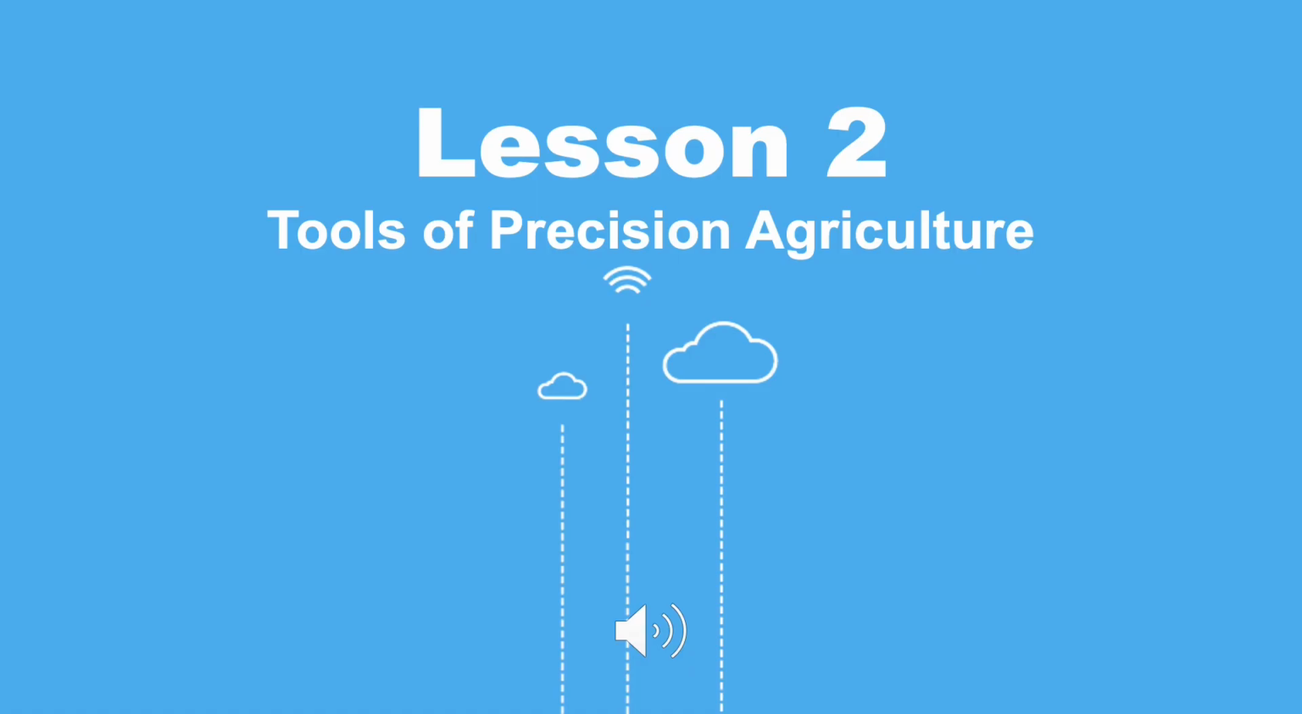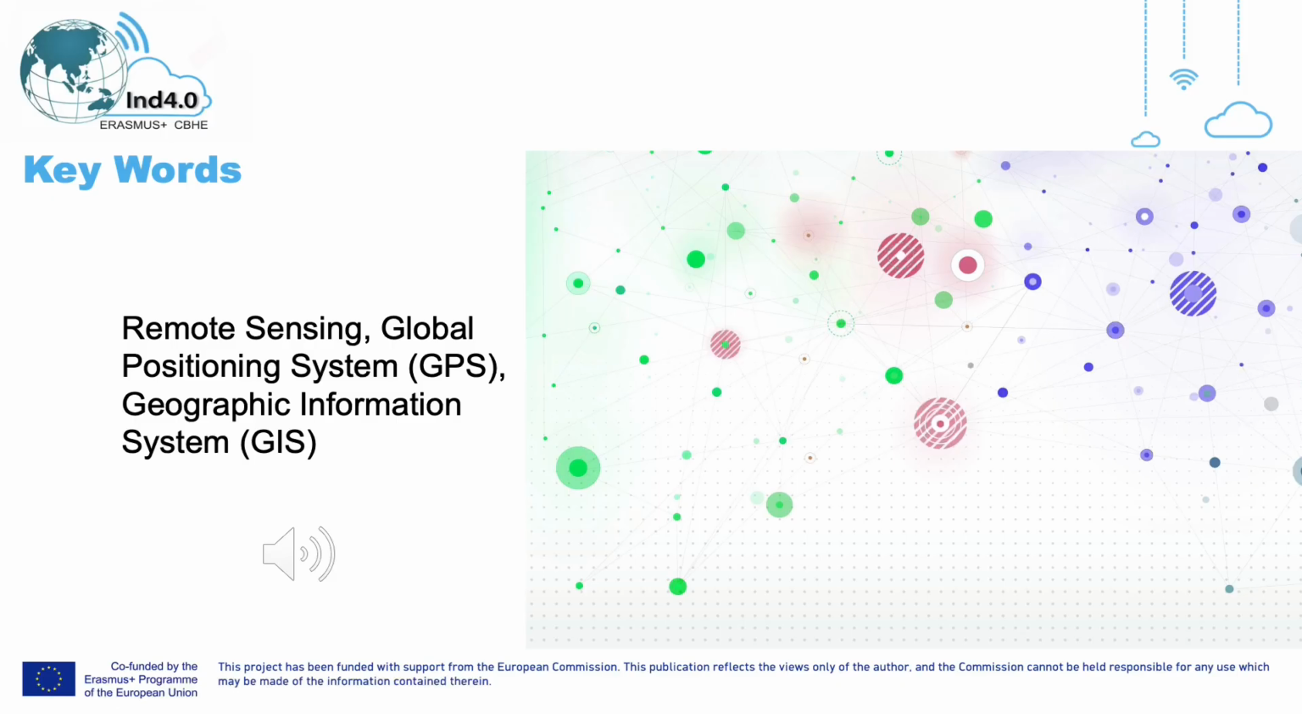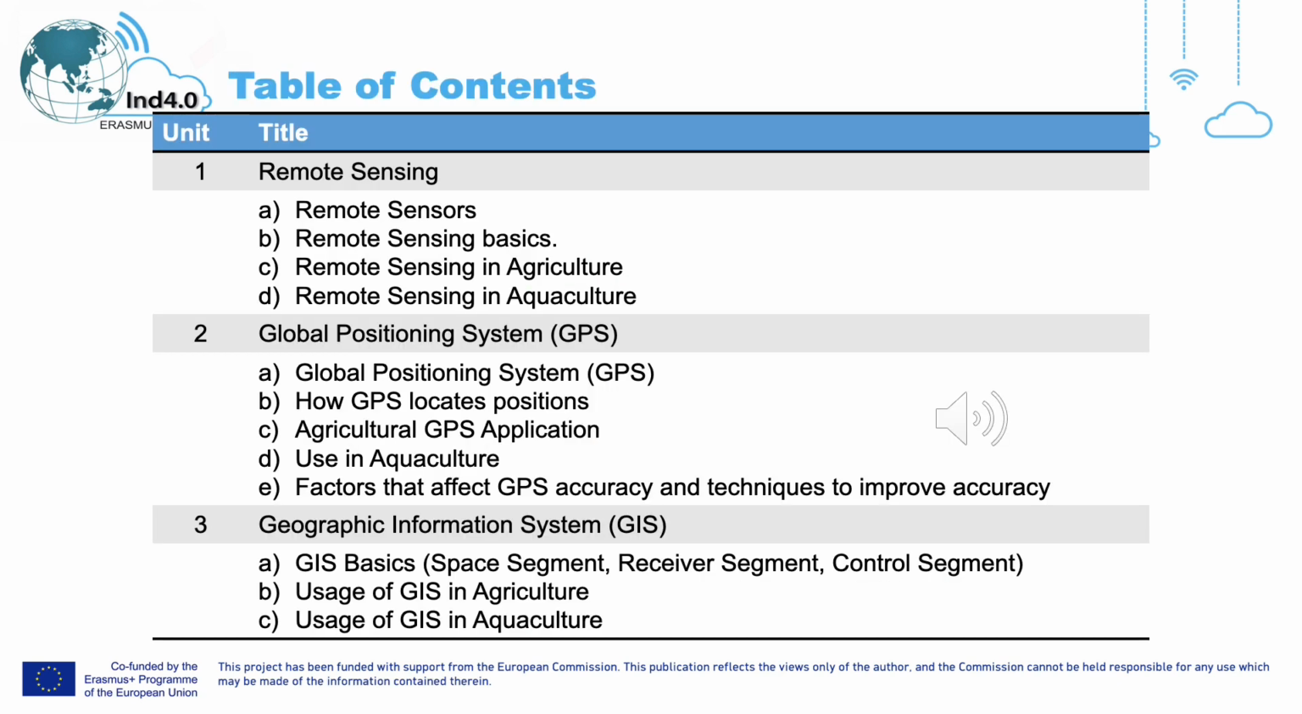In Lesson 2, we will cover the tools of precision agriculture. The keywords in the topic for precision agriculture are remote sensing, global positioning system GPS, and geographic information system GIS. There are 3 units being covered in Lesson 2: remote sensing, GPS, and GIS. The details of the subtopics will be embedded in the contents of each unit as we move on.